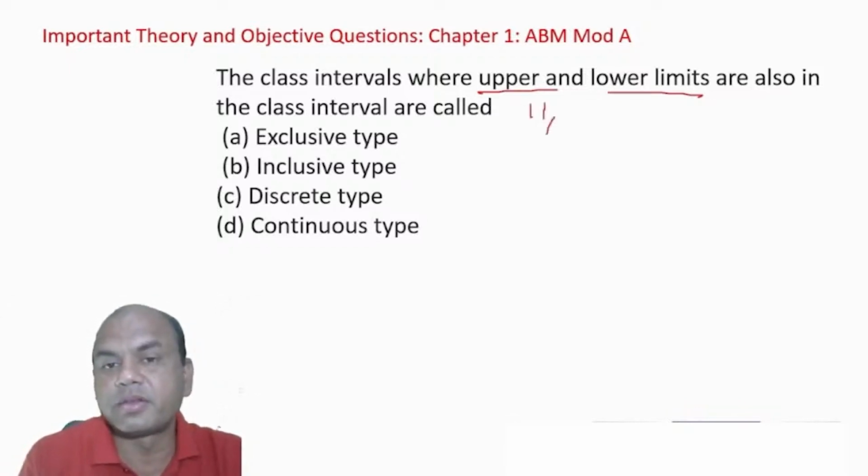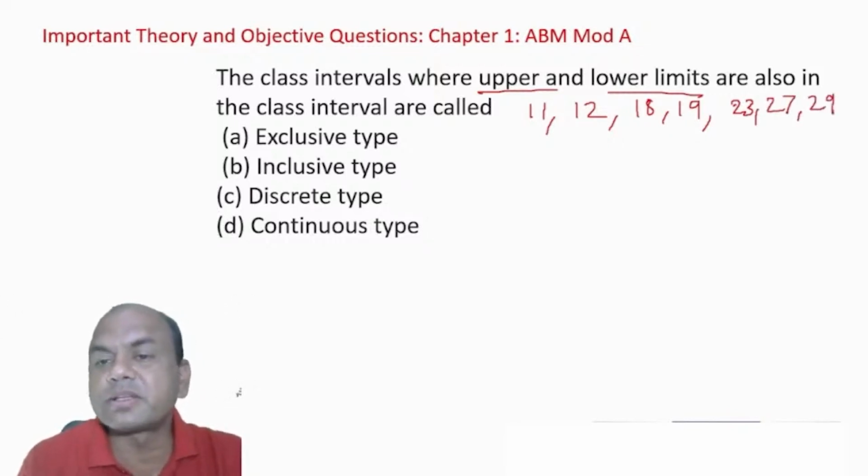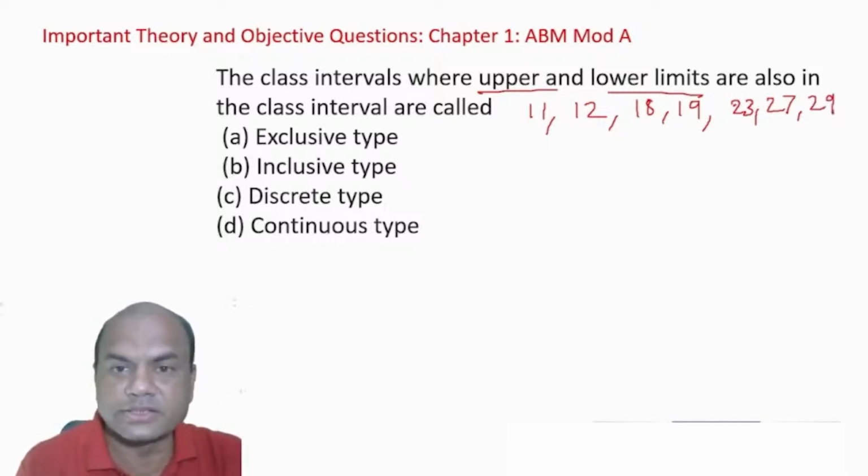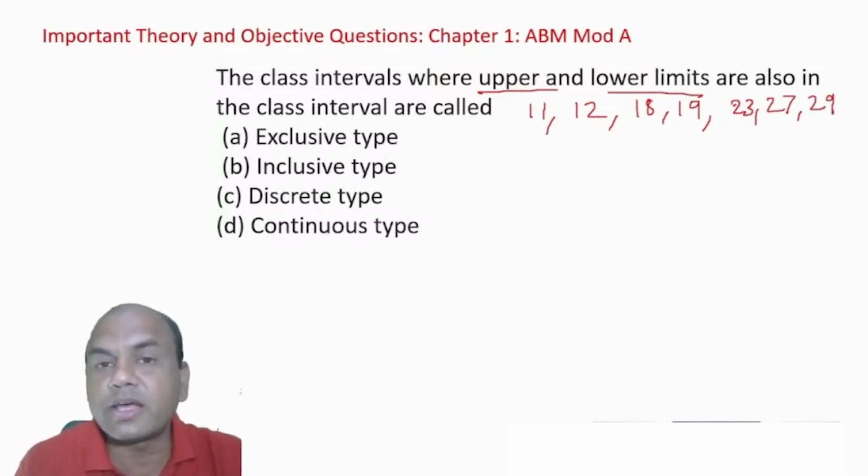11, 12, 18, 19, then what? Let's say 23, 27. Let's say these numbers, 29. Okay, now I have to arrange them in classes. I have to arrange these numbers in classes. So how will I arrange them?